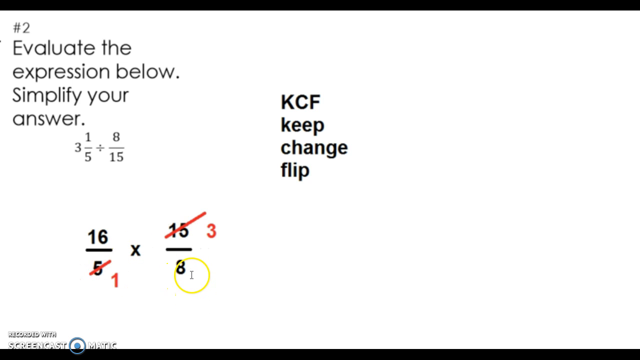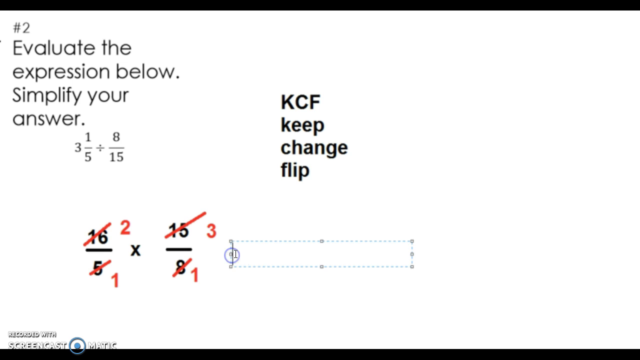And I can do the same to the 8 and 16. I can divide both of them by 8. So I'm going to do that. 8 divided by 8 equals 1. And 16 divided by 8 equals 2. Now you can multiply across.